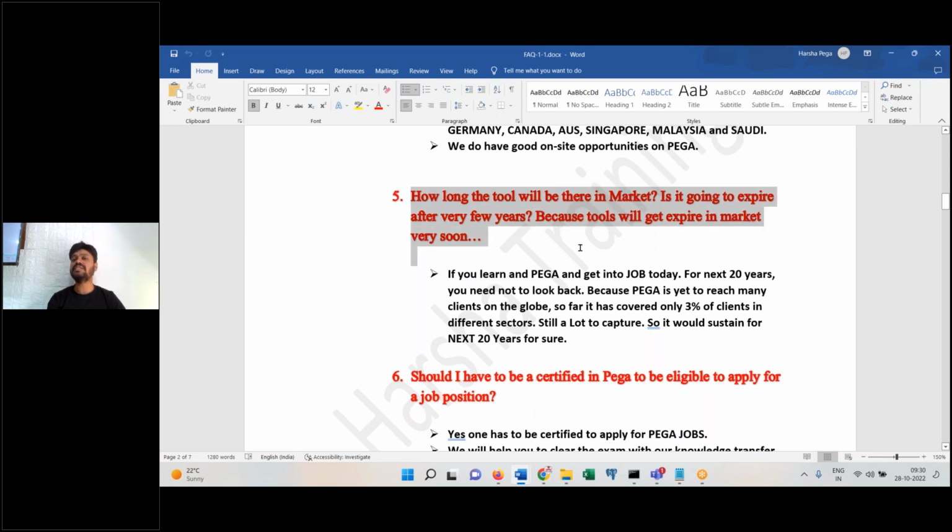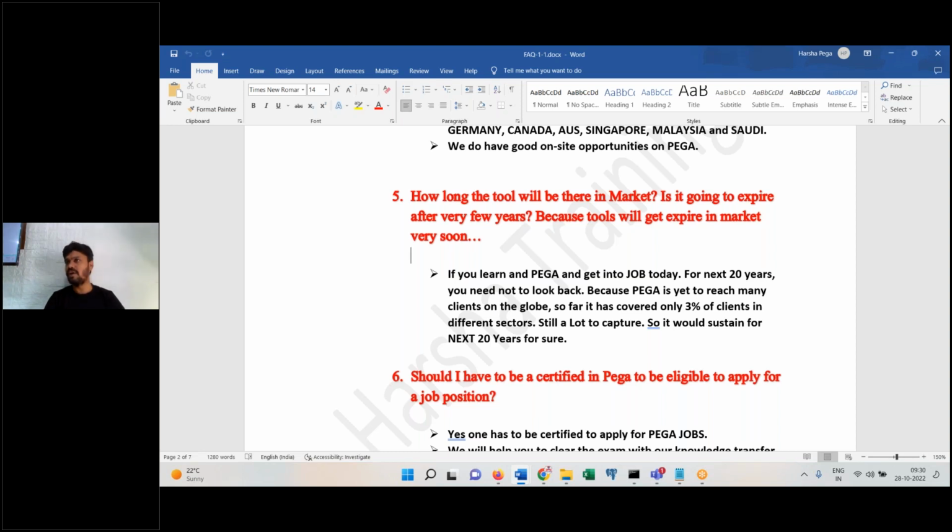And how long will the tool sustain in the market? Usually, many people have this question. Many people ask me; this is a general perception among people. A tool comes into the market, and it is going to capture the market for 2 to 3 years. After that, another tool will come and take the business of tool 1. So tools will not survive in the market for many years, only very few years. That can be the same case for Pega also.